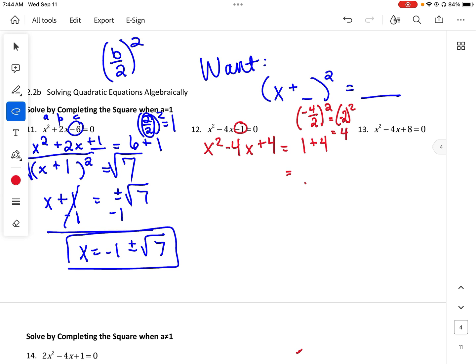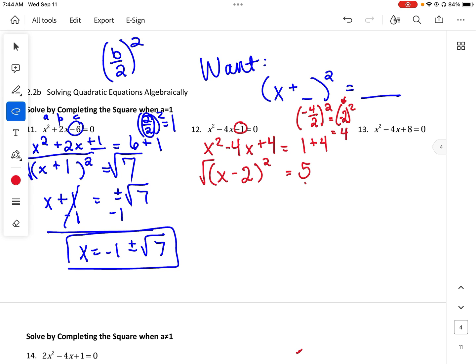Okay, so the right side equals 5. And then the left side is going to be like this. Coefficient of 1, so it's x. And then the value that is part of this binomial is this guy right here before we square it. It's just b divided by 2. And so that's minus 2. Okay, so we have it in the right form.